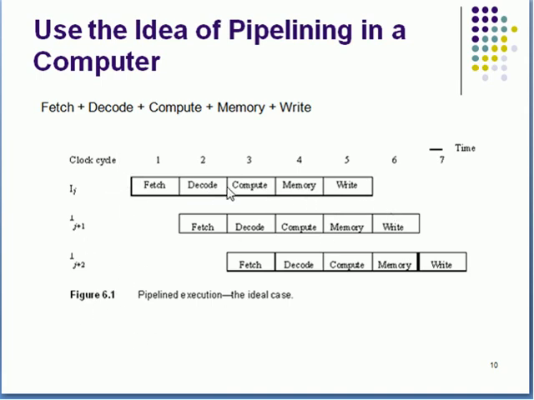So here we have applied the pipeline execution. This is the ideal stage of pipelining, where we have fetch, and then while the first instruction is getting decoded, start fetching the second instruction. While it is in the compute stage, decode the second instruction. Likewise, when we see it in the third clock cycle, the first instruction is getting computed, simultaneously the second instruction is decoded, and simultaneously the third instruction is getting fetched. So within 7 clock cycles, all the 3 instructions will be completed.